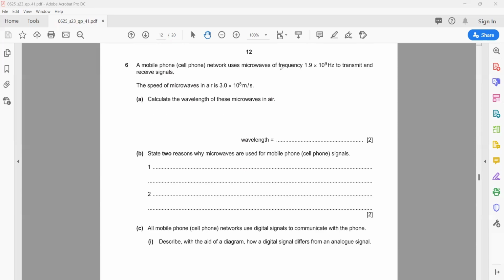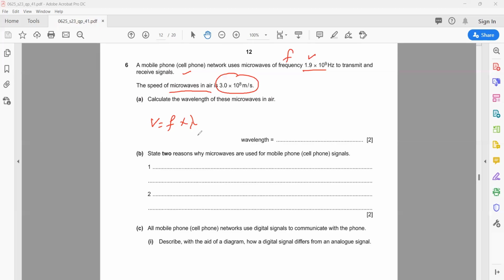Now you have question number 6. Question number 6 says that a mobile phone or cell phone network uses microwaves, and the microwave has the frequency given here, this is f, to transmit and receive the signal. The speed of microwaves: you know that all electromagnetic waves move with the speed of light, that is 3.0 × 10^8 meters per second. Calculate the wavelength. What is the formula of speed? Speed v equals frequency multiplied by wavelength.